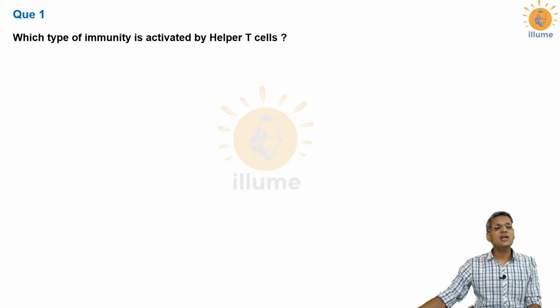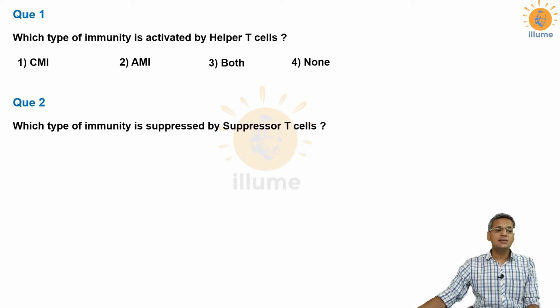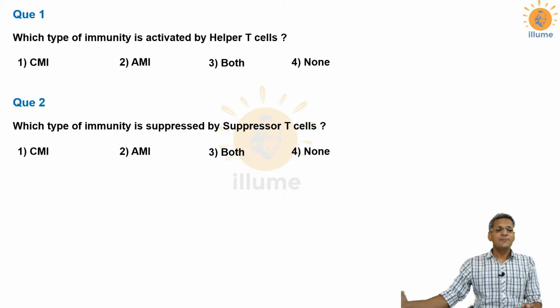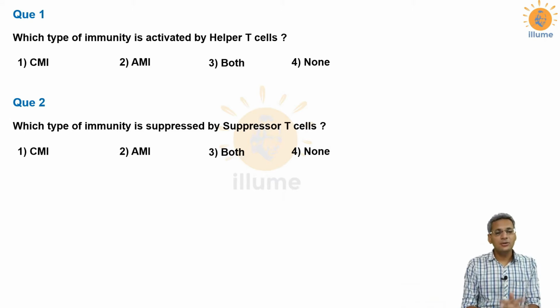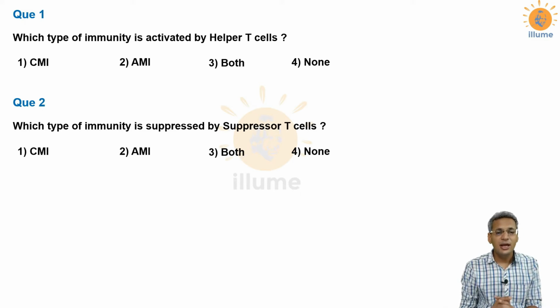The first question is, which type of immunity is activated by helper T cells? These are 4 options. The second question is, which type of immunity is suppressed by suppressor T cells? And the options are the same for this. See, most of the students, what they do, they just see the word T cells and they tick the answer first, that is cell mediated immunity.